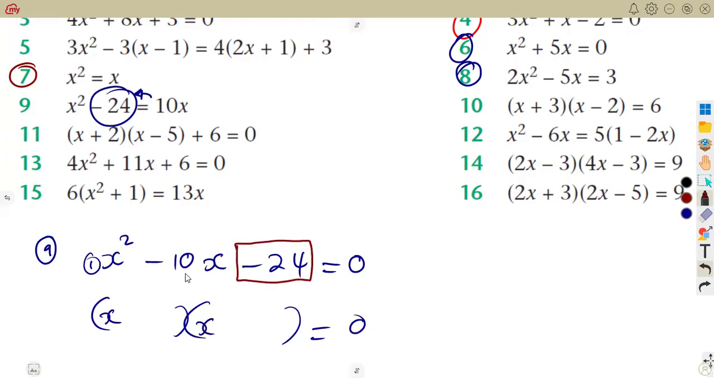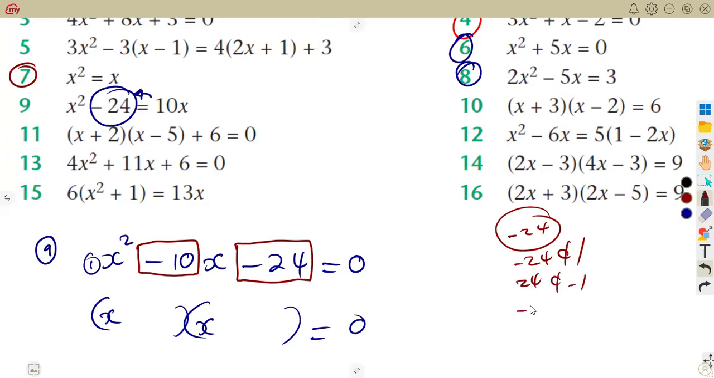So what is it that you're going to do? Focus on the constant minus 24. Which two numbers, when we multiply them, you get a minus 24, and you add, you get a minus 10. So factors of minus 24, guys, there are so many. Minus 24 and 1. Is it 24 and minus 1? Is it minus 12 and 2? Is it 12 and minus 2? Is it a 6 and a minus 4? Minus 6 and 4? So many factors.